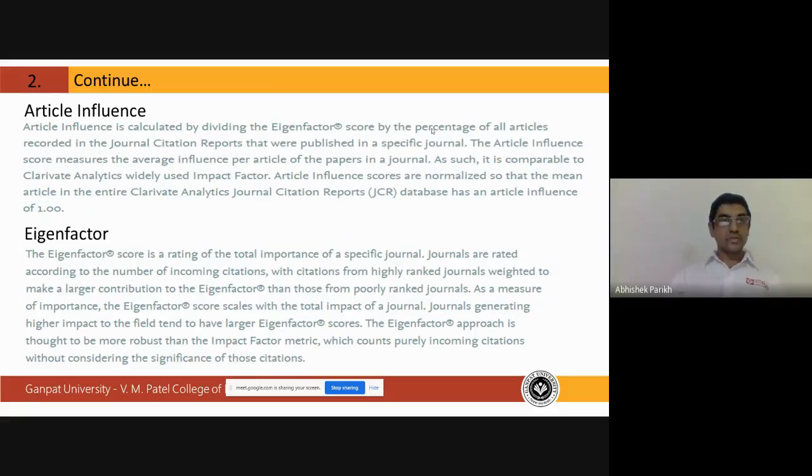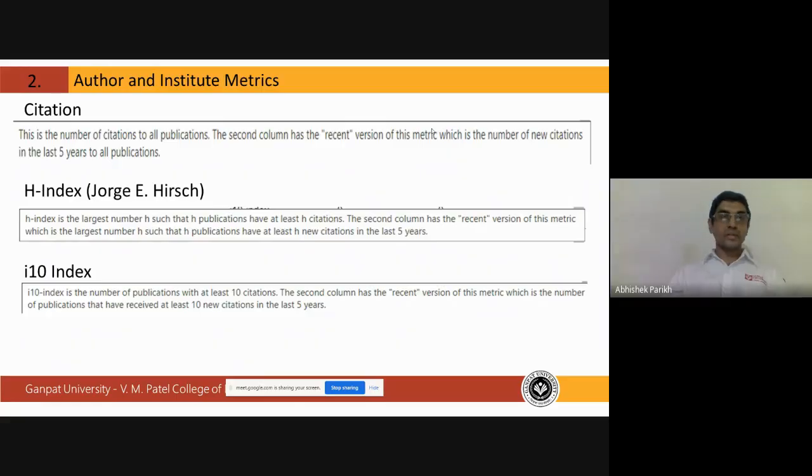So we completed journal level metrics, we completed article level. Now let's discuss the author and institute level. This is very important to the research scholar. At this level, you need to focus on improving your author level metrics as a research scholar, and how you may be able to improve your own metrics, that we will discuss here.